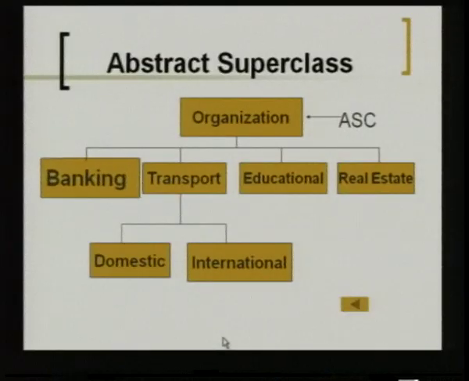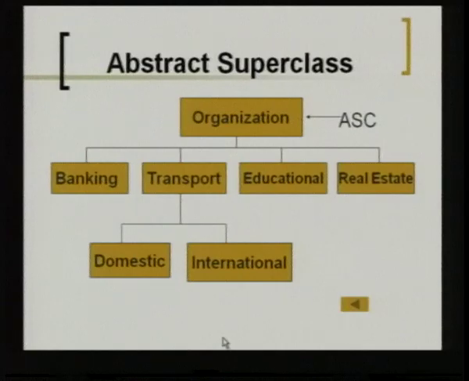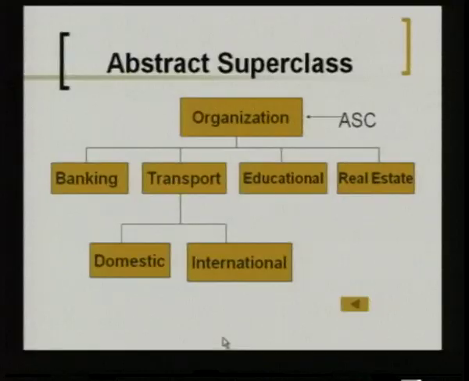But here, if you see from this organization itself, there are banking, transport, educational and real estate organizations. Each of them involves a group of people. Banking is associated with finance, transport is associated with movement, educational is associated with imparting knowledge to people, and real estate is totally something related to lands and buildings. Each of these organizations is totally different from the other, but they are all inheriting from some class called organization.